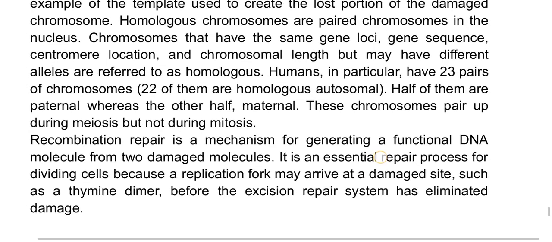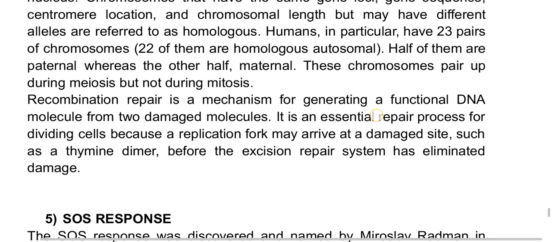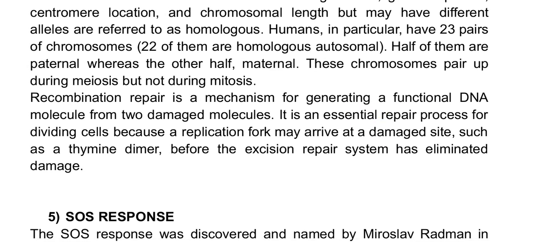Chromosomes that have the same gene loci, gene sequence, centromere location, and chromosomal length, but may have different alleles, are referred to as homologues. Humans in particular have 23 pairs of chromosomes, 22 of which are homologous autosomal. Half of them are paternal, whereas the other half are maternal. These chromosomes pair up during meiosis, but not during mitosis.